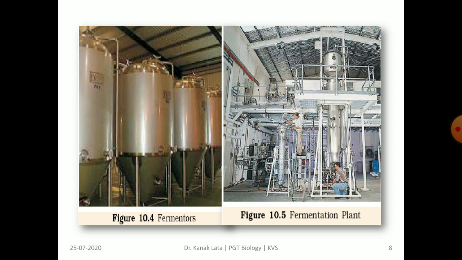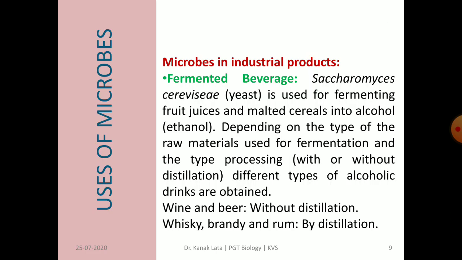Figures of fermenters and fermentation plant. Now let us see uses of microbes in industrial products like beverages and antibiotics. These products are obtained by growing microbes in very large vessels called fermenters. First industrial product is beverages.